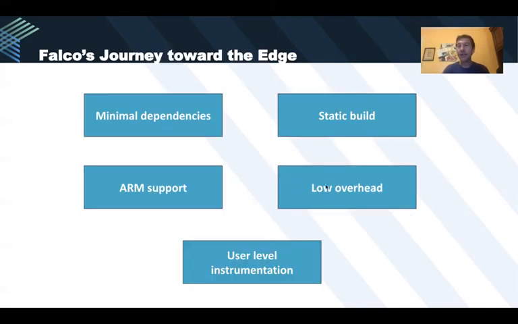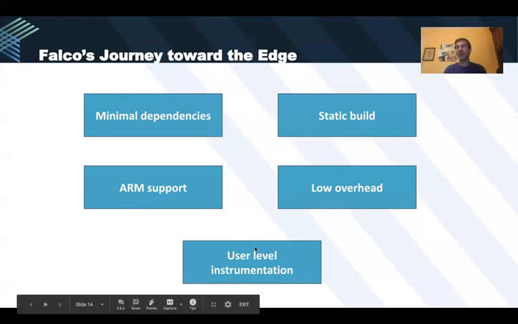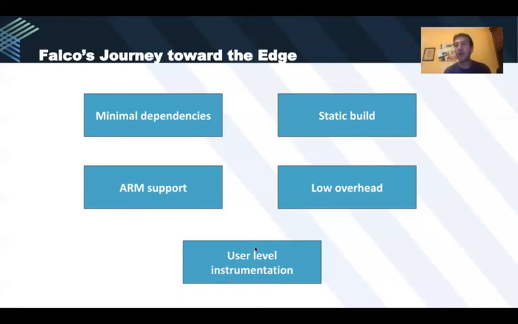Low overhead, another very important one. The Falco developers and community are really focusing on decreasing the footprint in terms of memory, CPU, and so on that Falco is using, so that it can run on tiny devices that are sitting by themselves at the edge. And one thing that is interesting, also, we're looking at different ways of instrumenting.